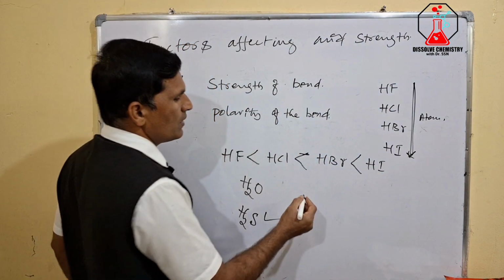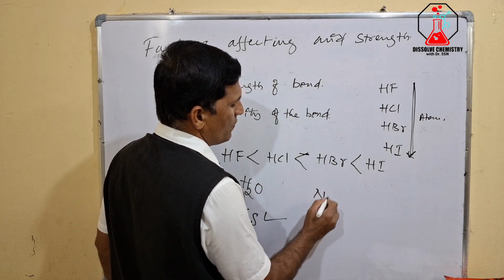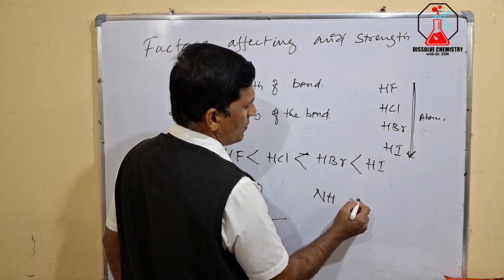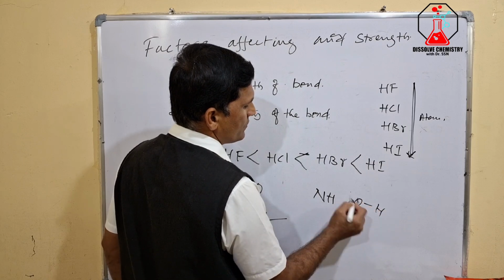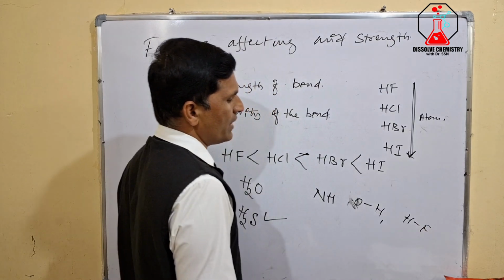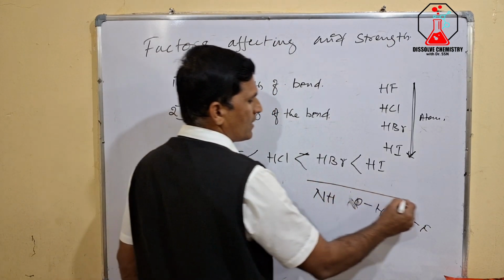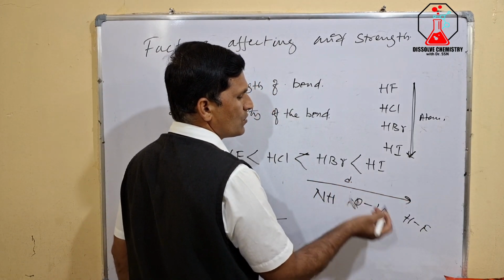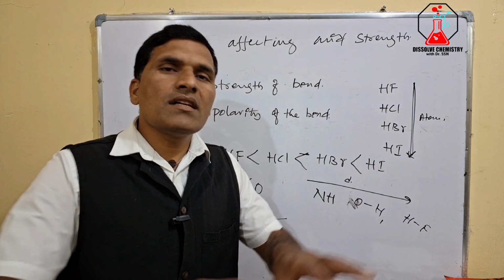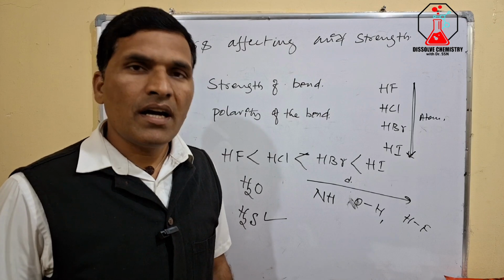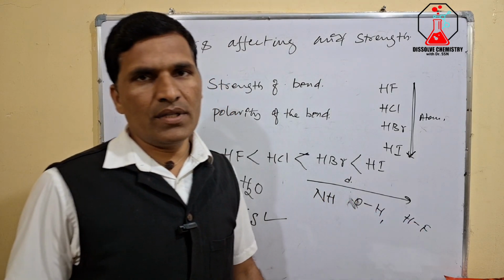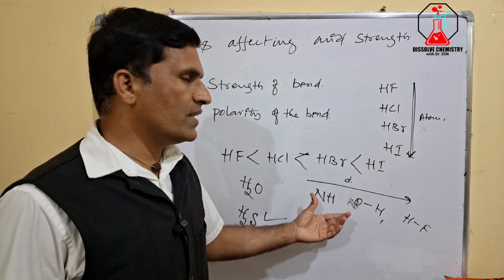Say for example, the acidity of NH3, and OH in water, and then HF. So when you compare, what happens? Acidic strength goes on increasing due to increase in the polarity of the bond, or increase in the electronegativity difference between hydrogen and the other atom like nitrogen, oxygen and fluorine. Okay, so you should make note of that.